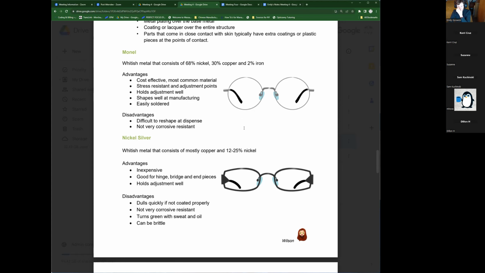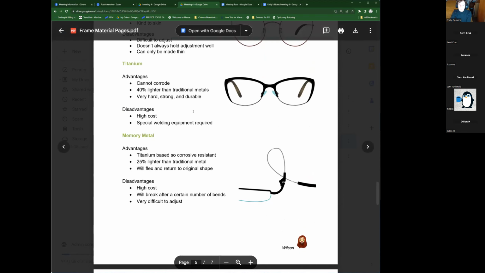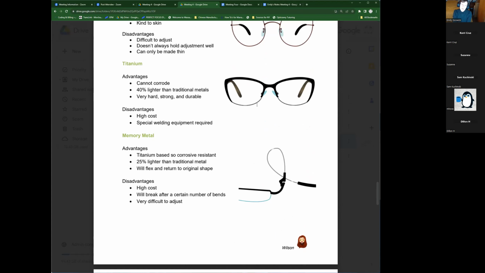So probably a little bit less used now because there's so much nickel in it. Titanium, we do have some nice titanium frames in the office. The one that comes to mind is Blackfin. So if you're in Sudbury or Concord, you should check those out. They're super lightweight. They're just super strong.